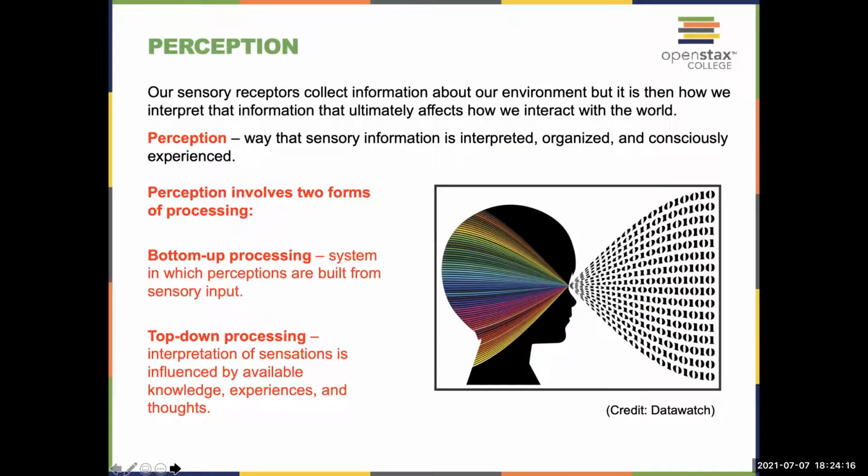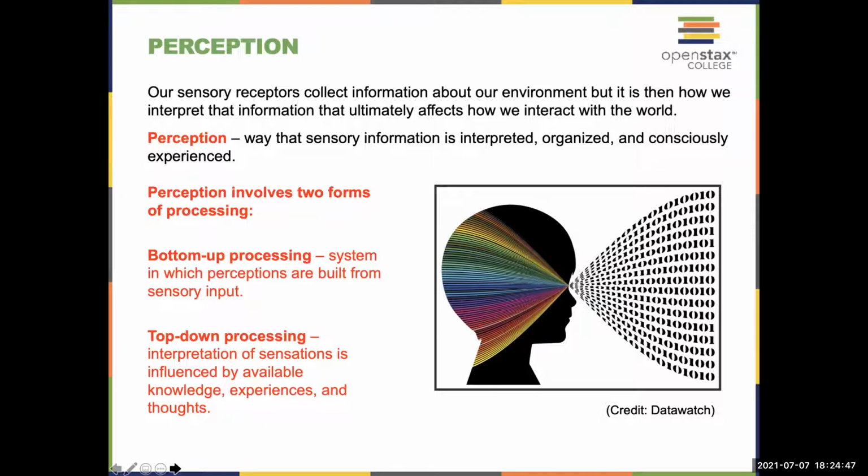So we move from sensation to now perception. And perception is the way that sensory information is interpreted, how it's organized, and how we consciously experience it, right? There are two forms of perception that I want you to be aware of. Now, these can be confusing, so I don't want people mixing up these terms, right?